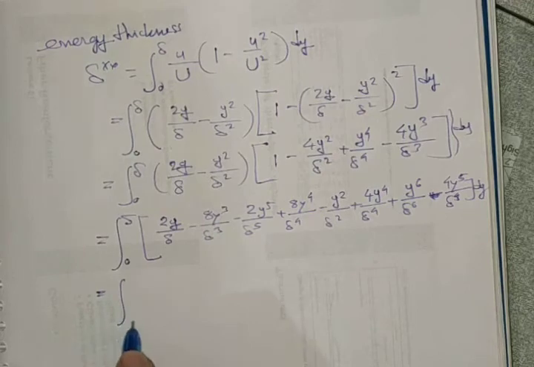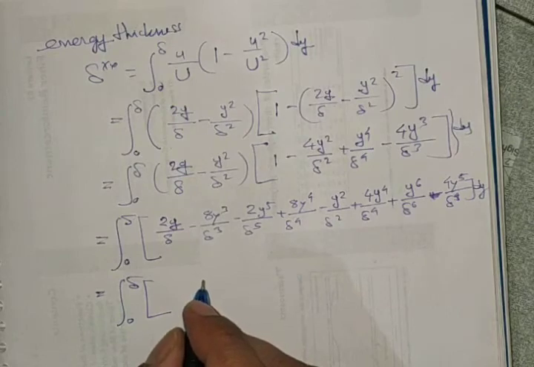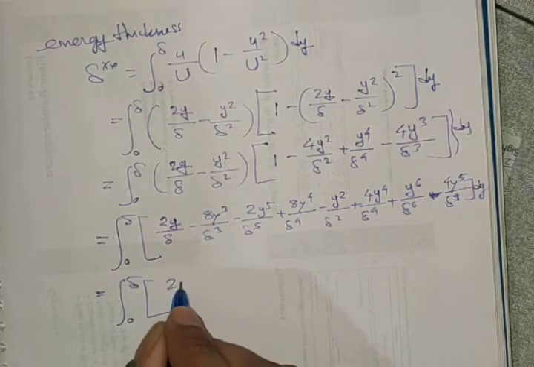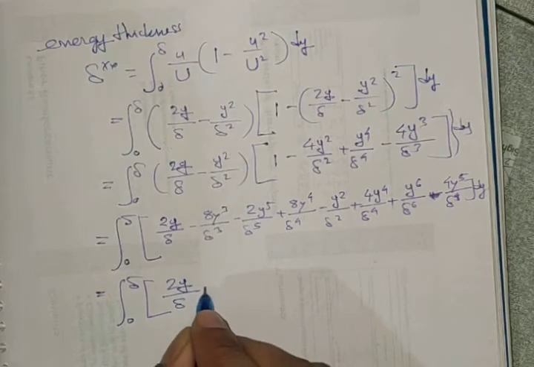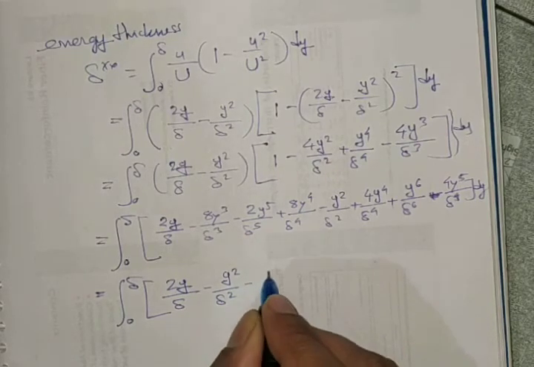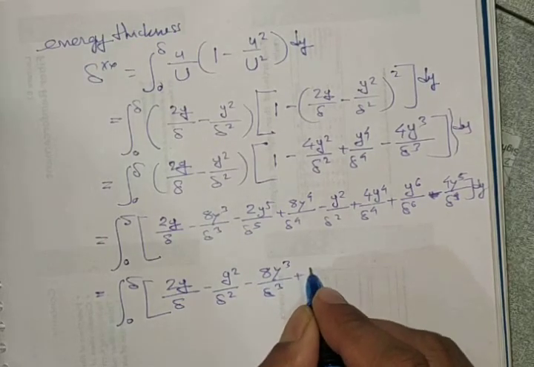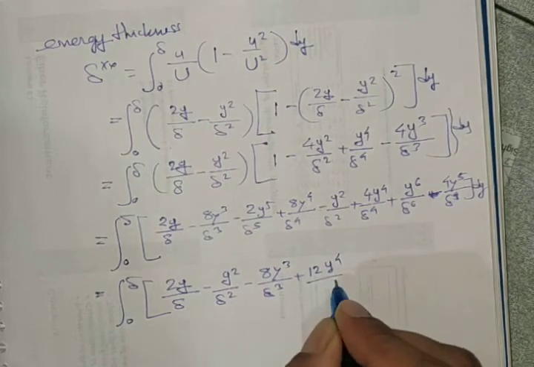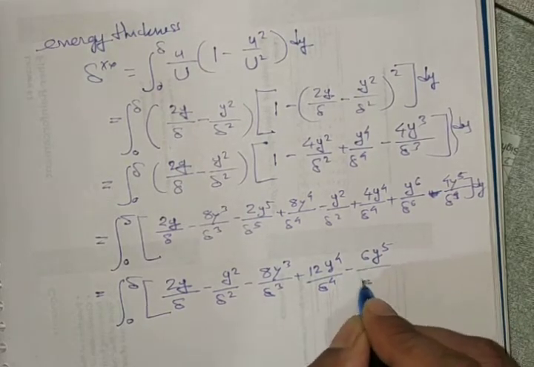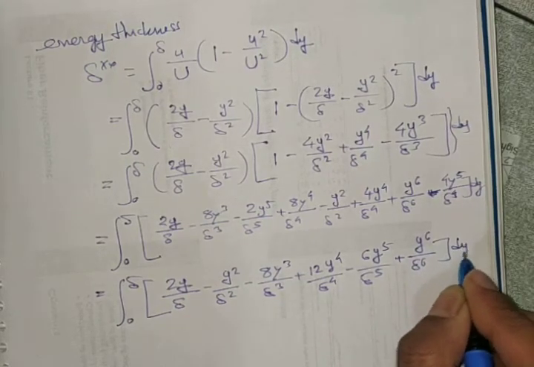Again, if you combine the common terms, finally you will get 2 y by delta minus y square by delta square minus 8 y cube by delta cube plus 12 y to the power 4 by delta 4 minus 6 y to the power 5 by delta 5 plus y to the power 6 by delta 6, dy.